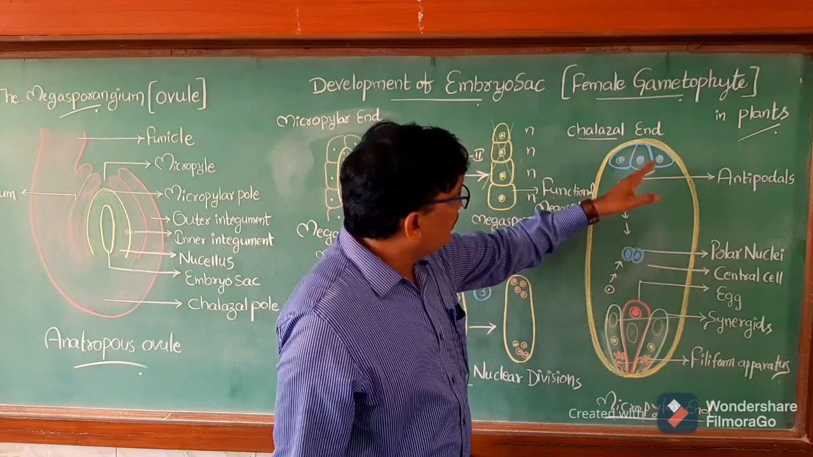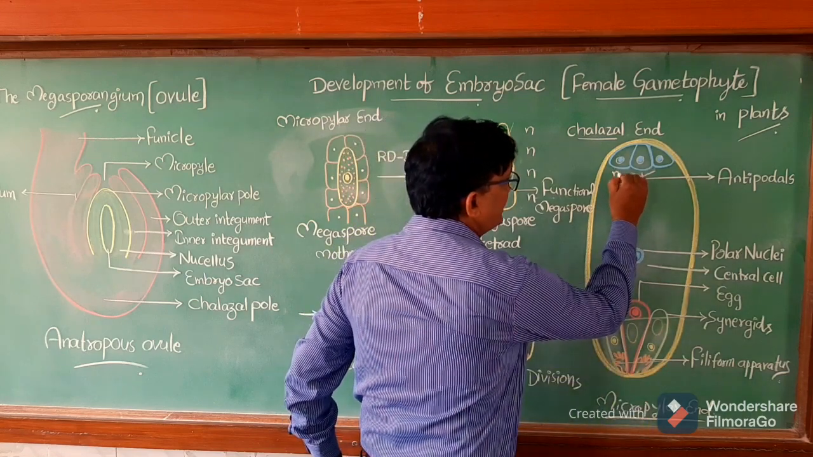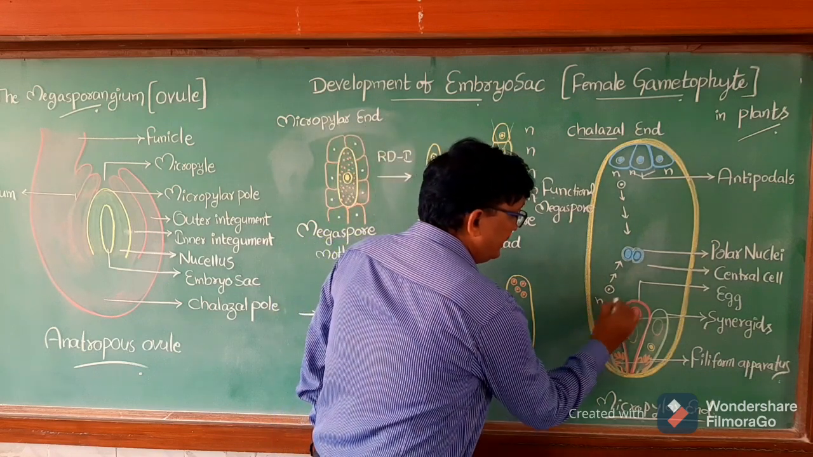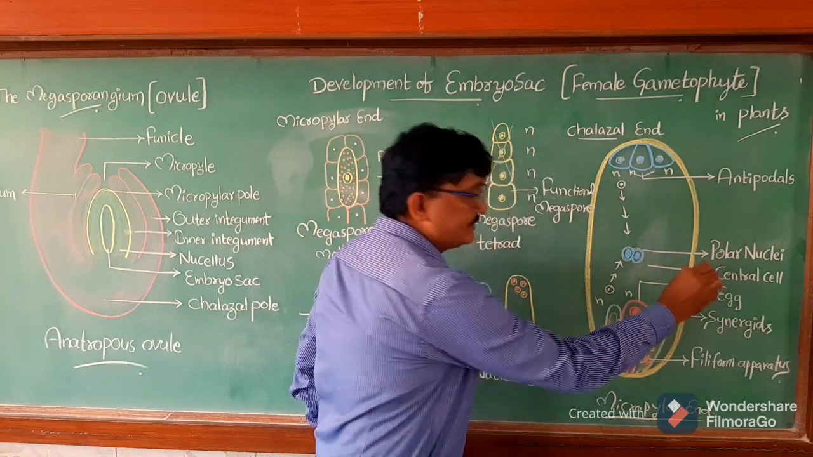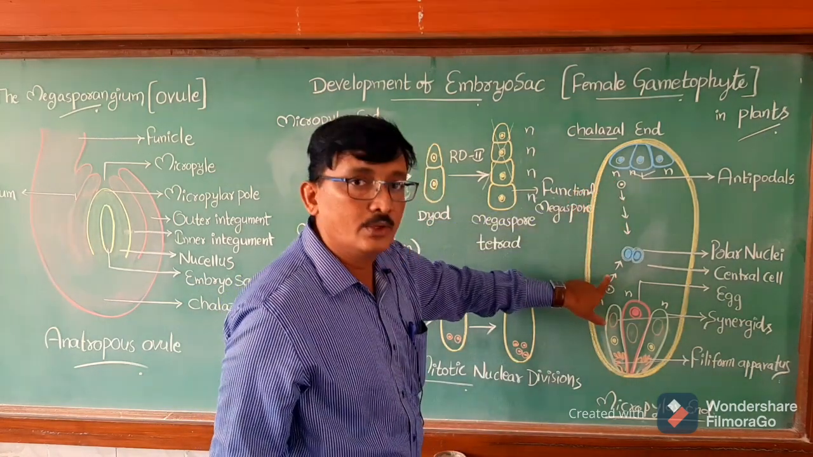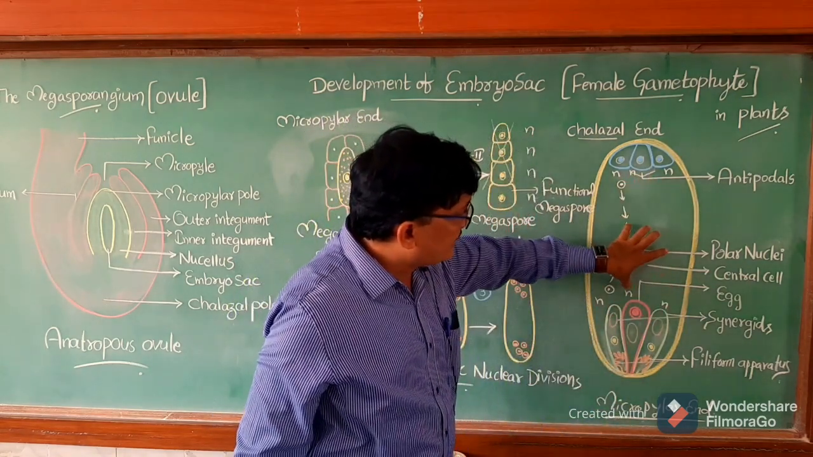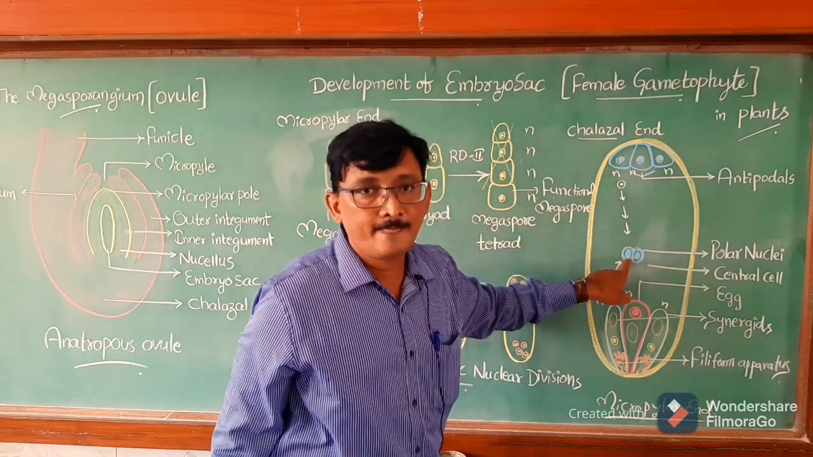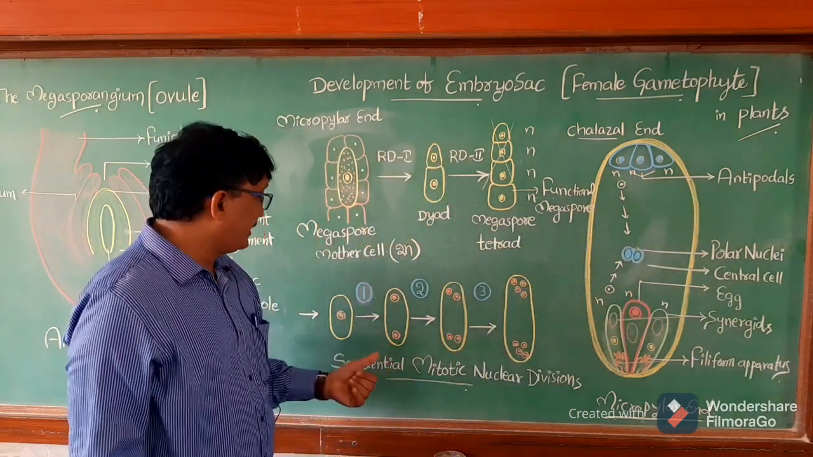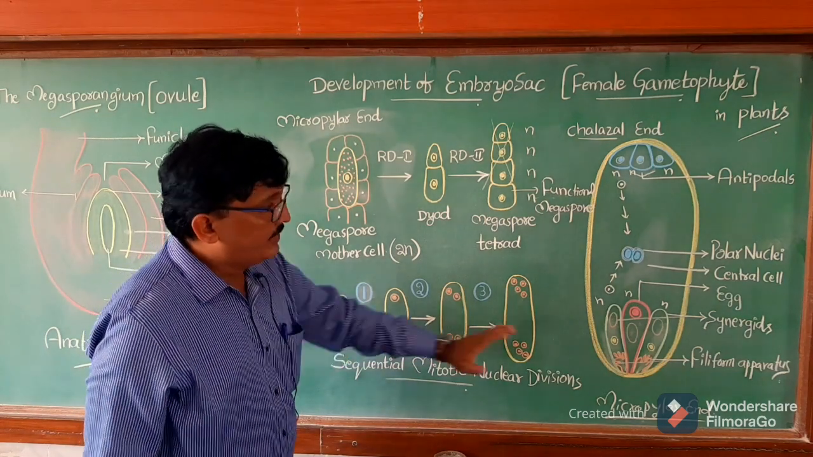At the opposite pole, towards the chalazal end, we can see 3 antipodals. All these 3 antipodals are haploid in nature. The synergids are also haploid, the egg is also haploid. And what about the polar nuclei? Both polar nuclei are haploid. These polar nuclei reach the center of the cell, and that is called the central cell. Here we can see 2 polar nuclei. So, totally the development of the embryo sac is from a single functional megaspore, and that is one of the important points here.